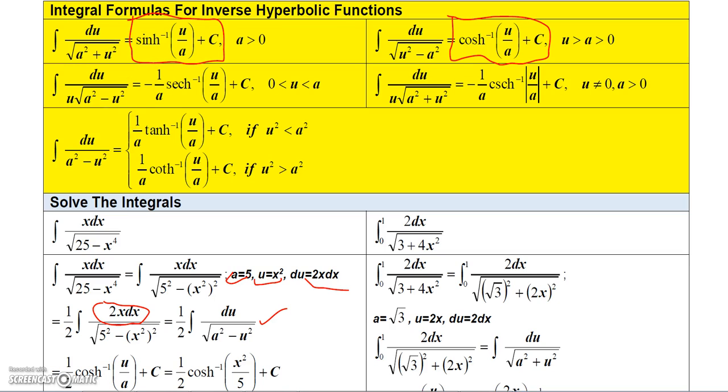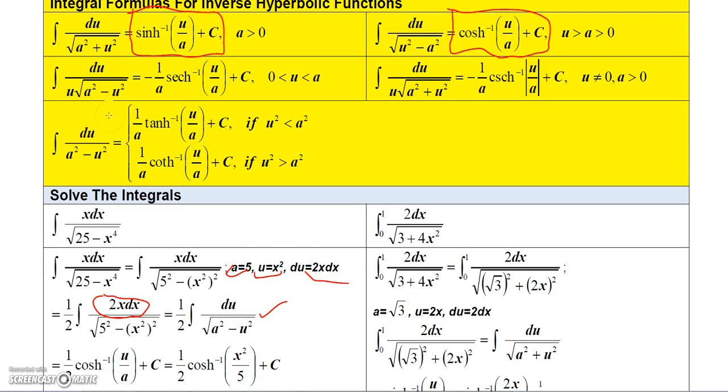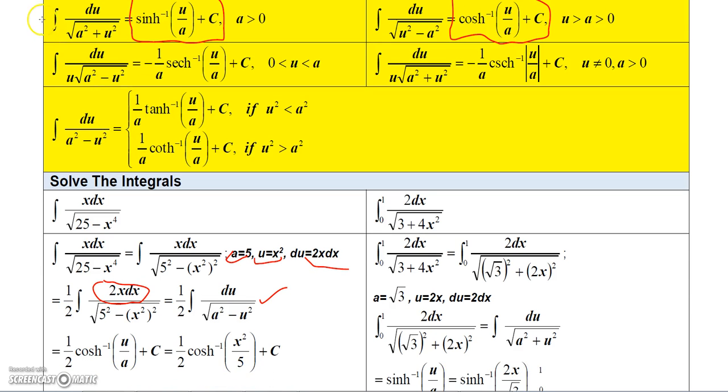A squared minus u squared. Okay, let's see, where do we have that? There it is. It's the second one here. So du over the square root of a squared minus u squared. Whoops, doesn't look like that's it, is it? Dang it.